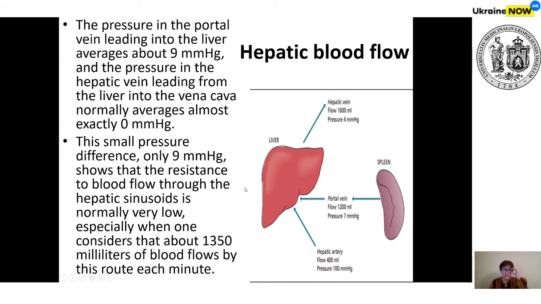The pressure in the portal vein leading into the liver averages about 7-9 millimeters of mercury, and the pressure in the hepatic vein leading from the liver into the vena cava normally averages almost exactly 0. This small pressure difference, about 9 millimeters of mercury, shows that the resistance to blood flow through the hepatic sinusoids is normally very low, especially when one considers that about 1,350 mL of blood flows by this route each minute.